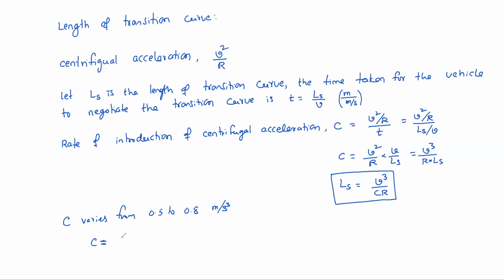80 by 75 plus capital V, where V is in kmph. But the lower limit is 0.5 and the upper limit is 0.8. You should restrict that value to between 0.5 and 0.8 only. If you get less than 0.5, you can take 0.5. If you get more than 0.8, you can restrict it to 0.8. This is the C value.